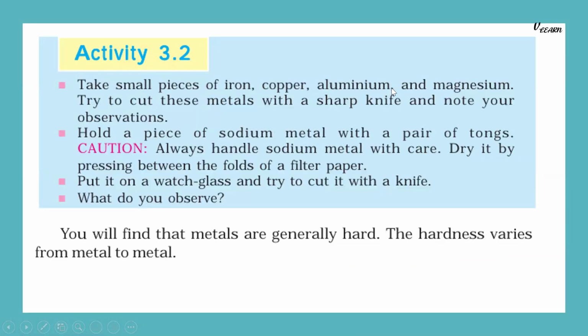Okay. Next one is activity 3.2. Take small pieces of iron, copper, aluminum and magnesium. Try to cut these metals with a sharp knife and note your observations. What you will observe is that you cannot cut the metals using a knife. You can take an iron rod or an iron nail, which will be available at your home. Try to cut it using a knife. For sure, you cannot do that. There is only one exception to this hardness of metals, that is sodium metal.